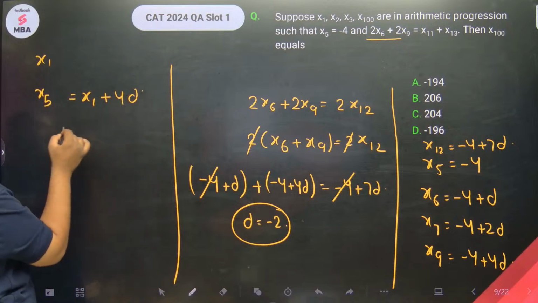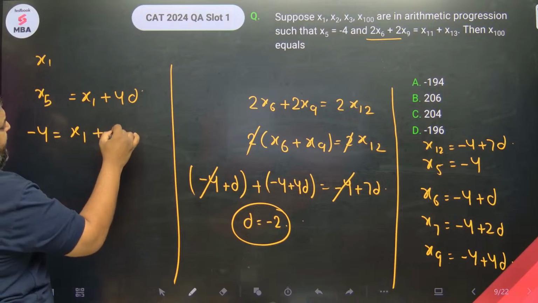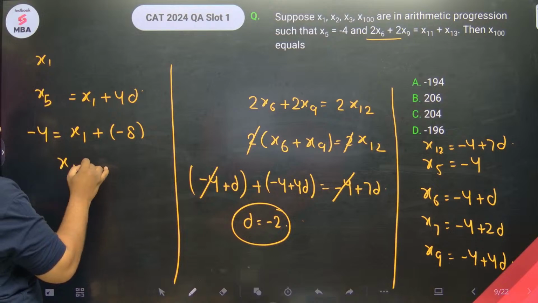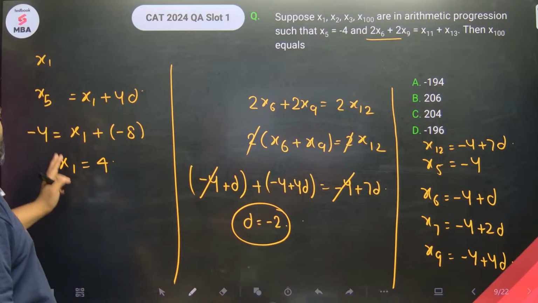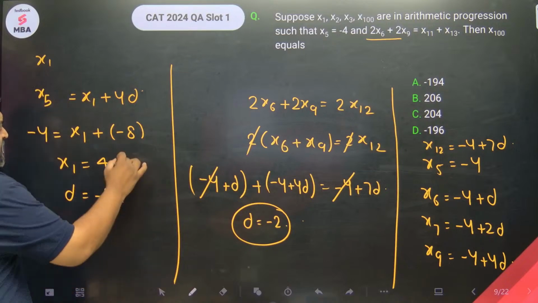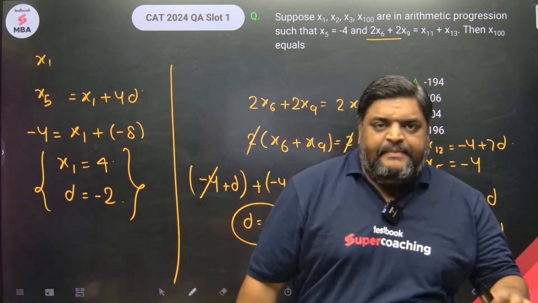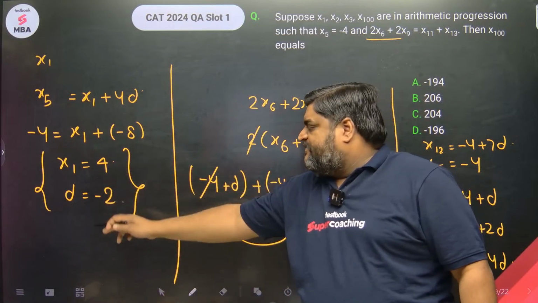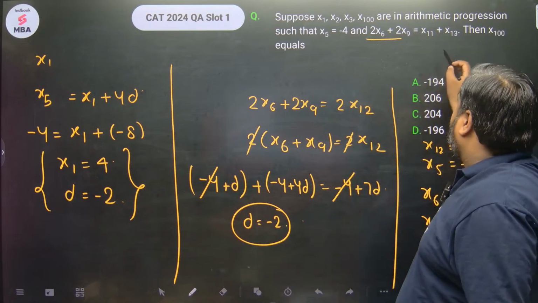The fifth term is given to be -4. I want the first term: minus 4 times d. This is -8. d we have calculated to be -2, so the first term is 4. So all we have is an AP whose first term is 4 and common difference is -2. This is what we have. I have an AP whose first term is 4 and common difference is -2. Sorted. I am looking for T100.